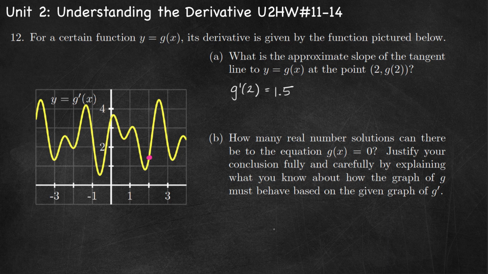Part B, how many real number solutions can there be to the equation g of x equals 0? Justify your conclusion fully and carefully by explaining what you know about how the graph of g must behave based on the graph of g prime.